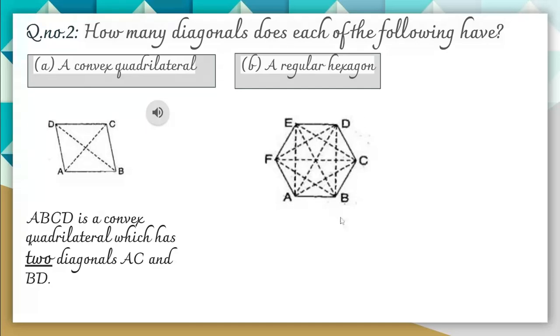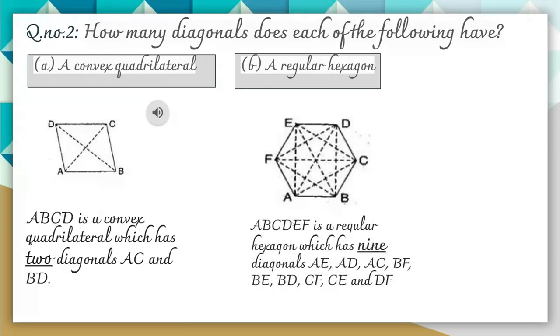So we now got the total number of diagonals. How much? 3 plus 3 plus 2 plus 1. 3 plus 3, 6. 6 plus 2, 8. 8 plus 1, 9. So a regular hexagon has 9 diagonals. Clear? Now third one, a triangle.